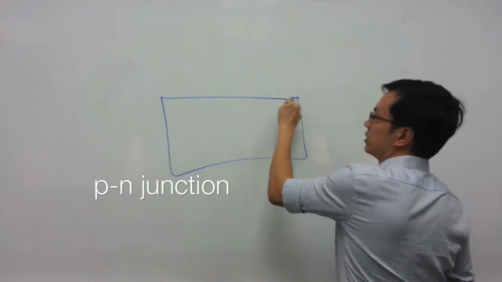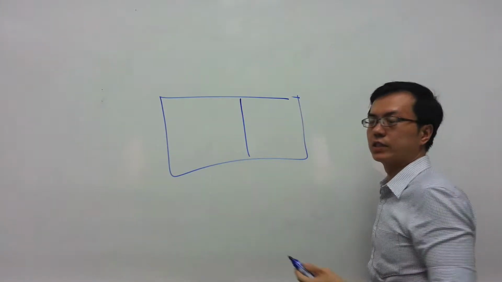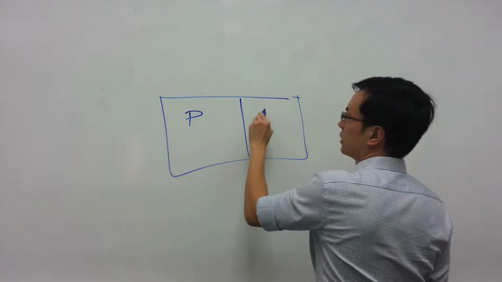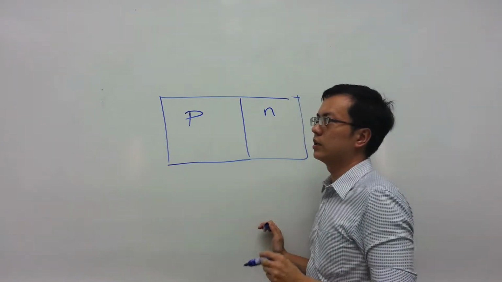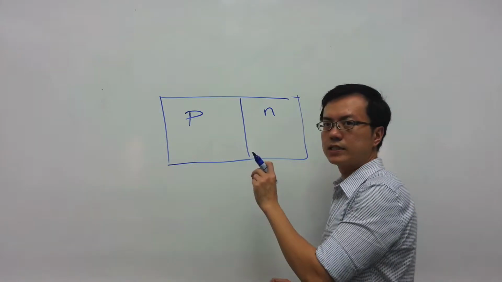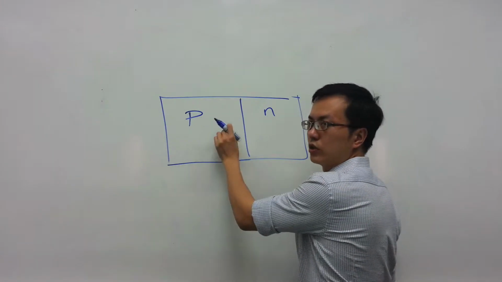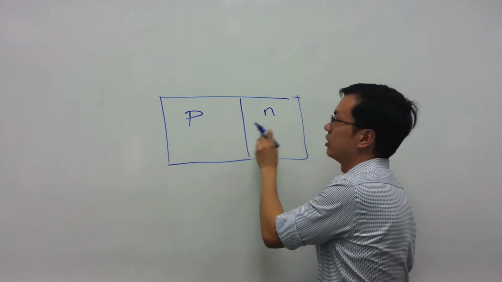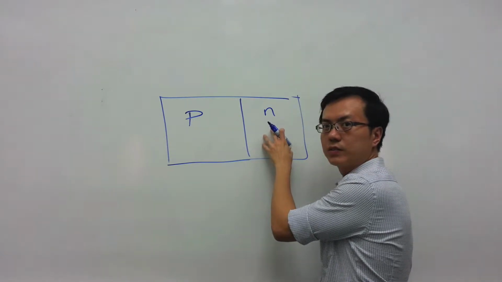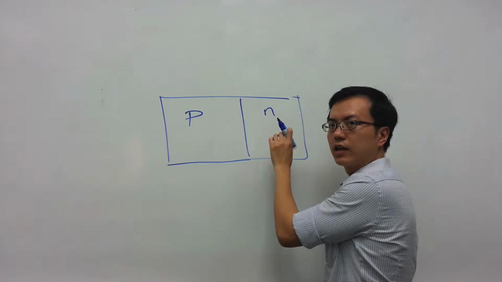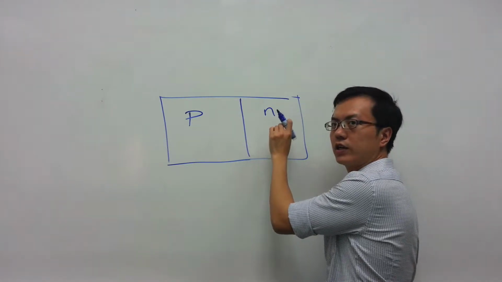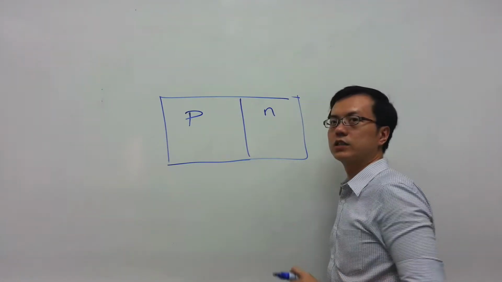The PN junction is made up of two types of semiconductors, the P-type semiconductor and the N-type semiconductor. The P-type semiconductor consists of dopants that have holes which serve as charge carriers, whereas the N-type semiconductor is doped with dopants that contribute extra electrons into the semiconductor.